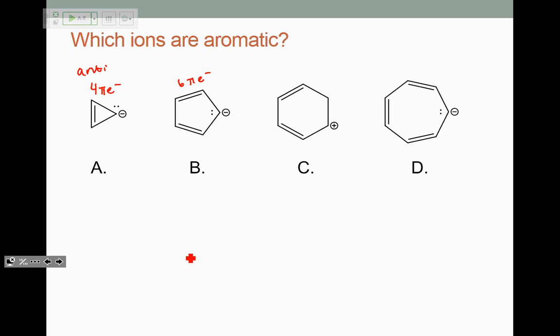If we look at C again, this is sp3, so that's non-aromatic, because we don't have a fully conjugated system, because this carbon does not have an empty p orbital. So for that one we don't even have to count how many pi electrons, because it doesn't matter. It's not a cyclic system. D is a cyclic system, but we have 8 pi electrons total. These two and our 2 in each of our double bonds. So this would be anti-aromatic. So our only aromatic is B.